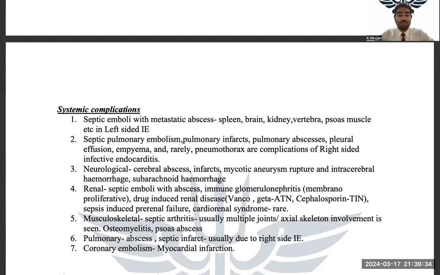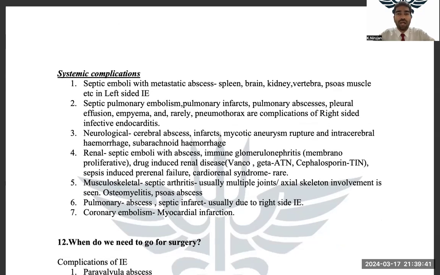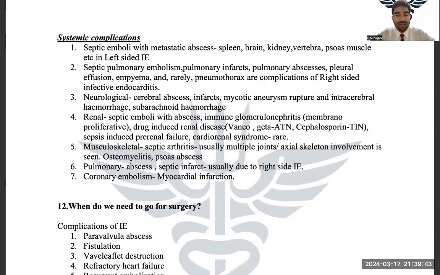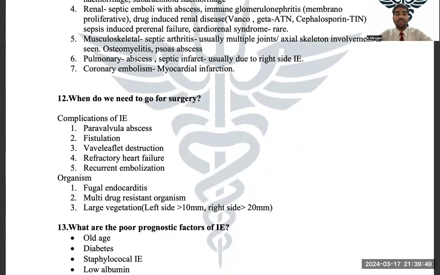And then you can get pulmonary complications that I spoke about earlier. Sorry, it's a repetition. And coronary embolism, very rare. You won't be asked, but the postgraduate trainees are asked. You can get MI due to infective endocarditis, surprisingly. That is when you have a coronary emboli. Anyway, the other common question they do ask is, when do we need to go for surgery?